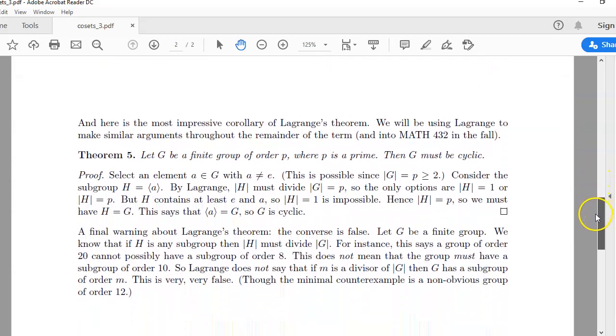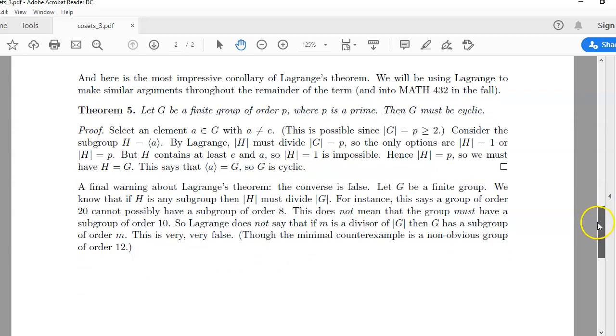And finally, here is the most impressive corollary of Lagrange's theorem. We're going to be making a lot of arguments like this the rest of the semester, and we'll even be making arguments like this into the fall when we take Math 432, hopefully face to face. This is a very, very strong theorem that you will learn to appreciate even more once we start talking about isomorphism types. That's coming up in the next unit. But here's a really impressive theorem.